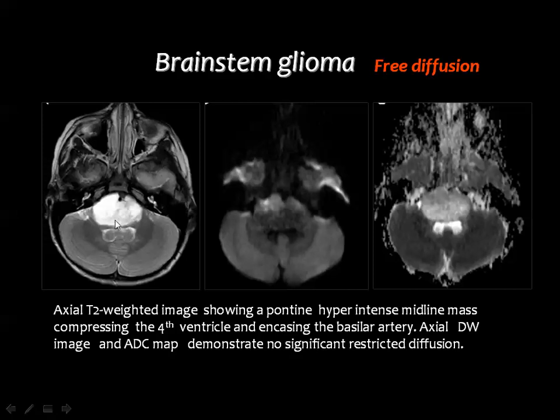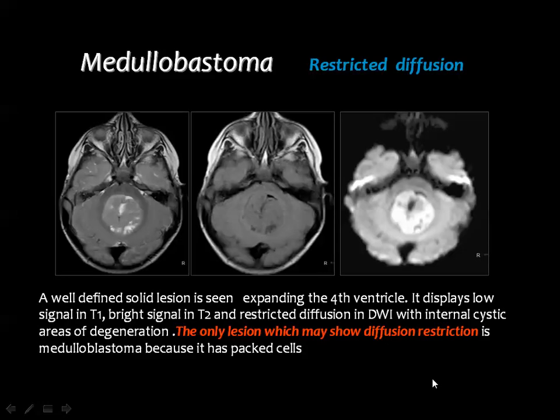A bright signal in the T2 weighted image with the characteristic finger-like extension along the basilar artery. And in the DWI, the lesion is black. In the ADC, the lesion is bright, equals free diffusion. Most of the brain tumors will show free diffusion. Then the medulloblastoma, which, as I have mentioned, has a prominent cellularity.